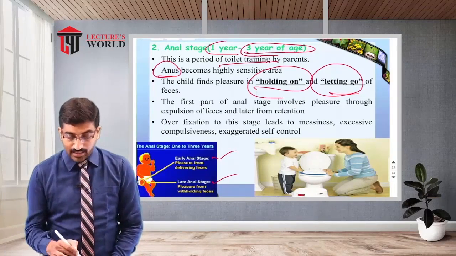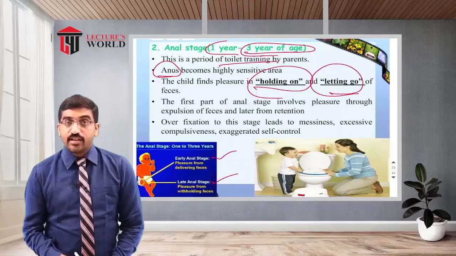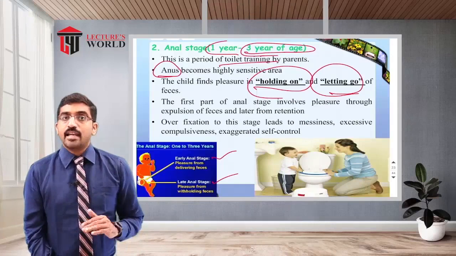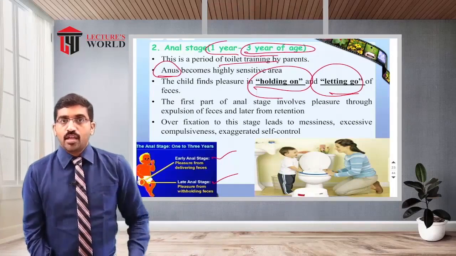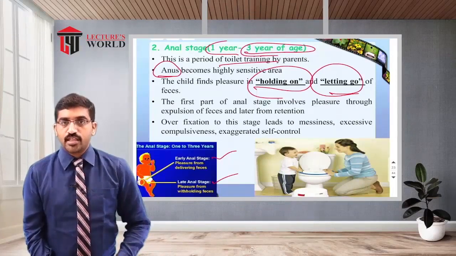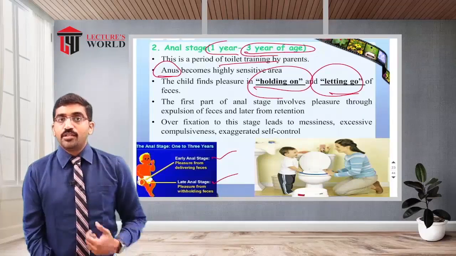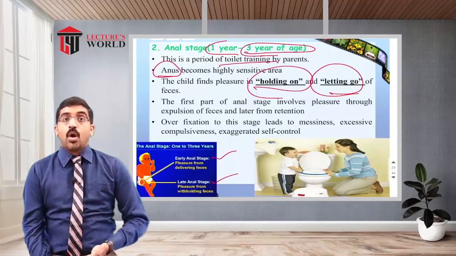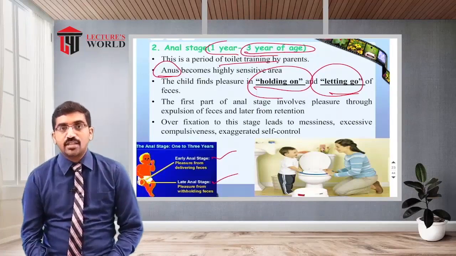Early anal stage means pleasure from delivering feces. That means they are not being trained properly, so wherever they may feel, they will pass the stool, not in the toilet or in the potty chair. So they will do it in the room, in the dining area, wherever they are traveling, they will do it openly, because the child has not been trained.